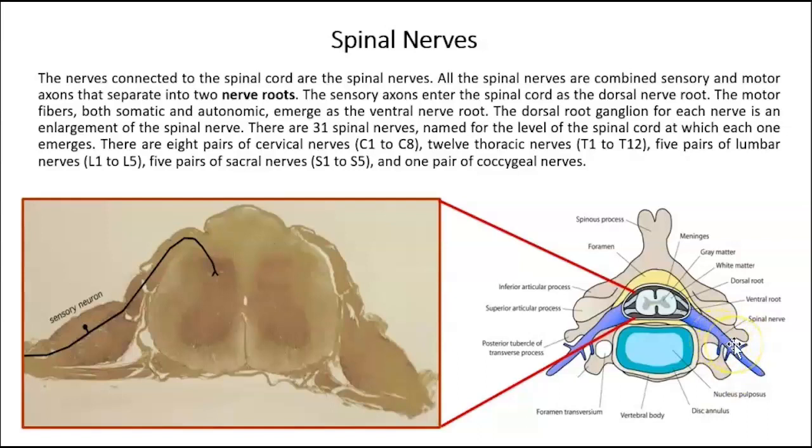We have 3 branches that are considered distal. This one is posterior, it goes back like this, and it's going to innervate the skin and the muscles of your back. The anterior branch is this one. It will go around like this. Eventually, it's going to give you your intercostal nerves. And then you have a third one, which is this one right here. It's going to be the meningeal branch. The meningeal branch is going to give innervation for sensation to the meninges.